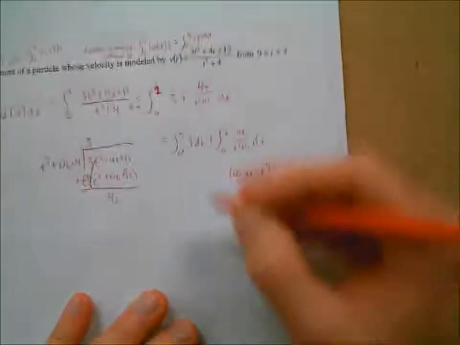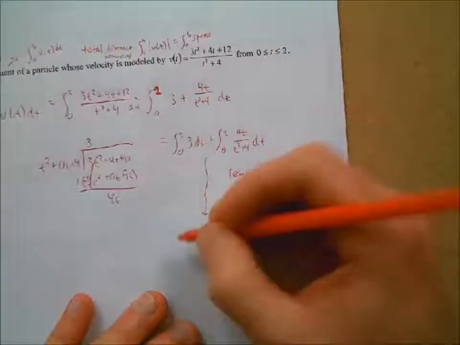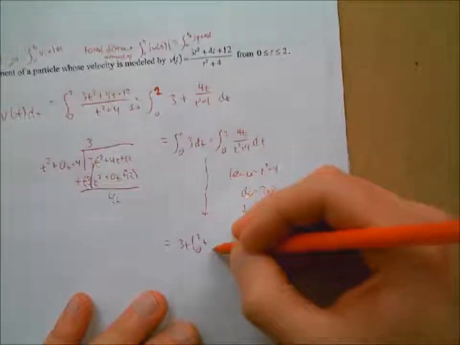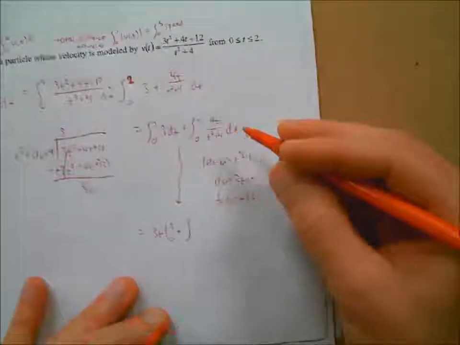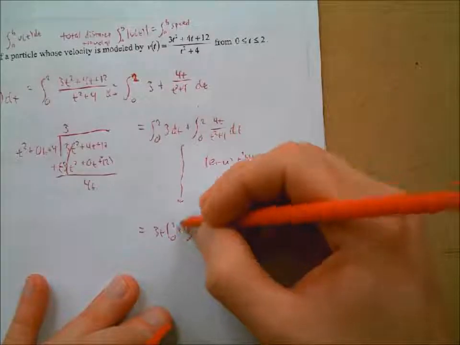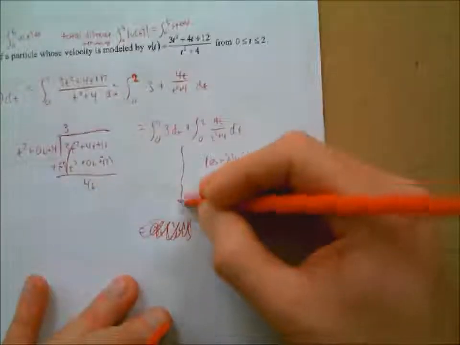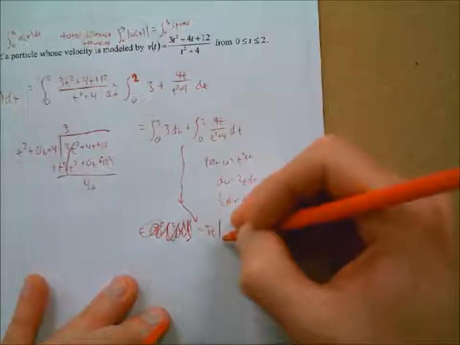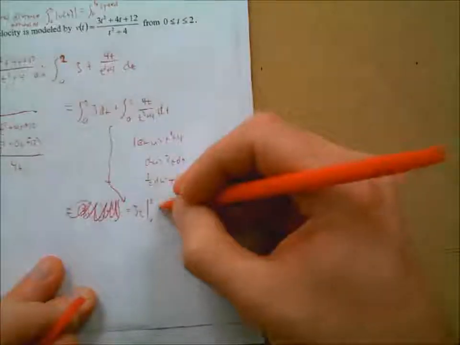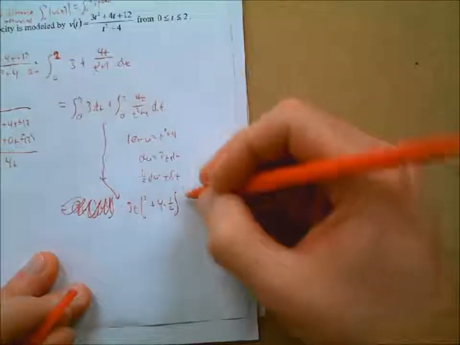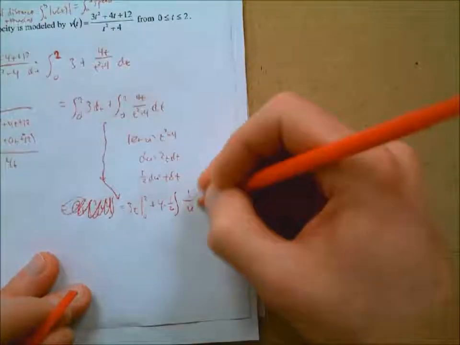And so we end up with, I'm going to have to go down here because I wrote right in my way, 3t evaluated from 0 to 2, plus the integral. I'm going to pull the 4 out front. Oh, there's a 1/2 as well. So 3t evaluated from 0 to 2 plus 4 times 1/2 the integral of 1 over u du.